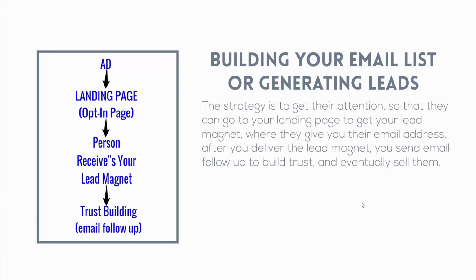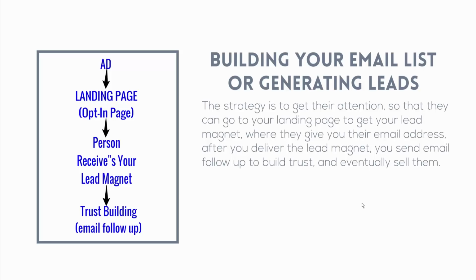So let's go over the funnel for building your email list or generating leads. So this strategy is to get their attention so that they can go to your landing page, get to your lead magnet where they can give you their email address and their name. And then after that, you deliver the lead magnet through the email, okay, which builds trust, and eventually you can sell to them.